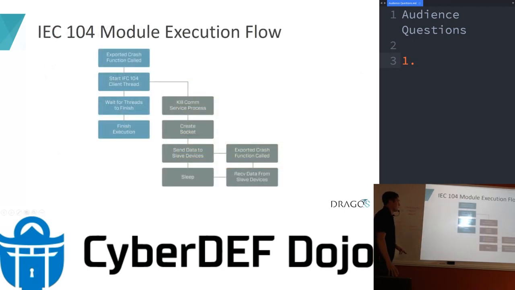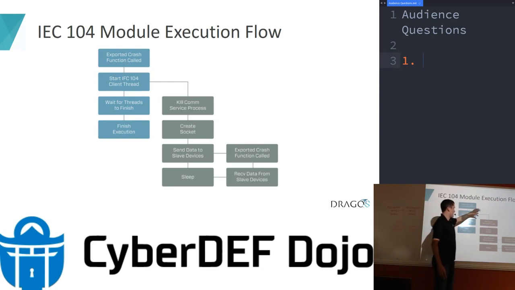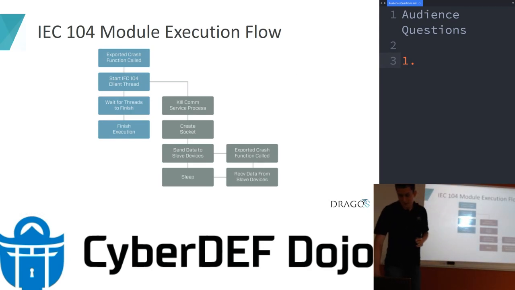So execution flow, how these modules would work is once that exported crash function was called, you would have a client thread that would kick off that would do the work. So actually kill the legitimate communications process for the industrial protocol on that box. It would create a socket and then it would begin sending data. And at some point it would also call an exported crash function to wipe things.